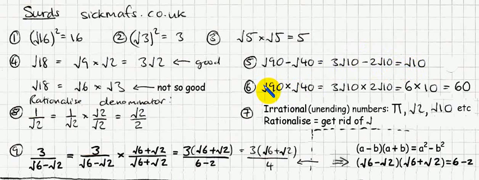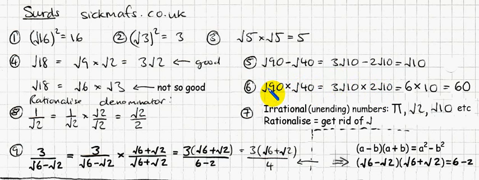Let's try another one. You've got square root 90 times square root 40 this time. Again, square root of 90 can be simplified as 3 root 10, and square root of 40 can be simplified as 2 root 10. Let's explain how I did it again. Square root of 40 can be broken down into square root of 4 times square root of 10. Square root of 4 is 2, right? So you've got 2 square root of 10, which I've written here.